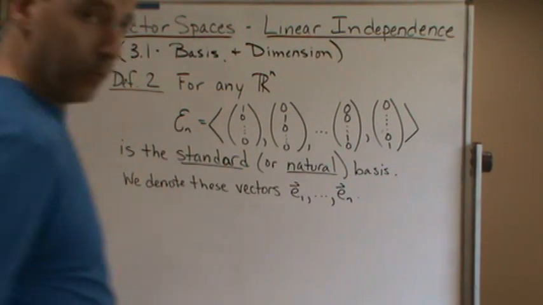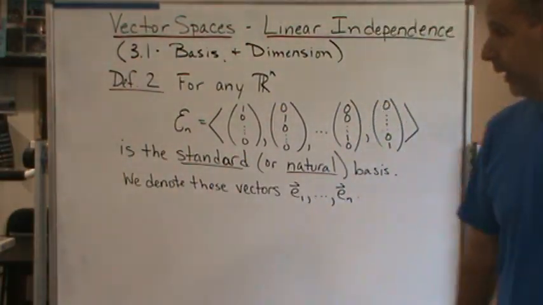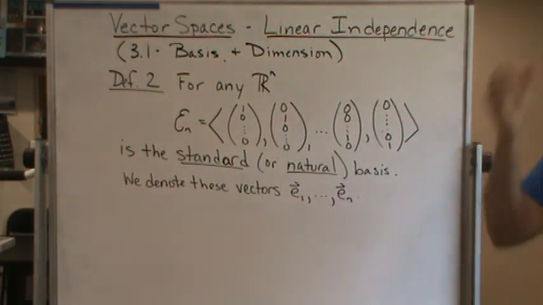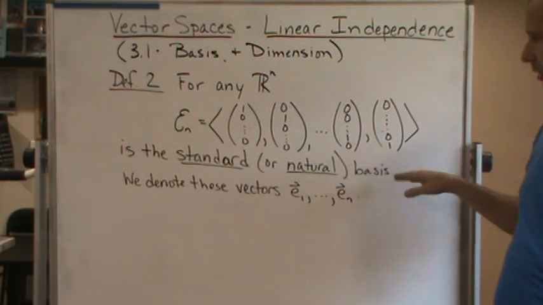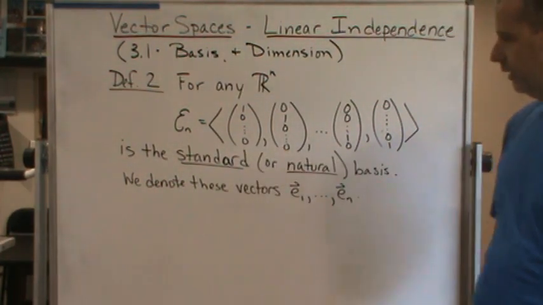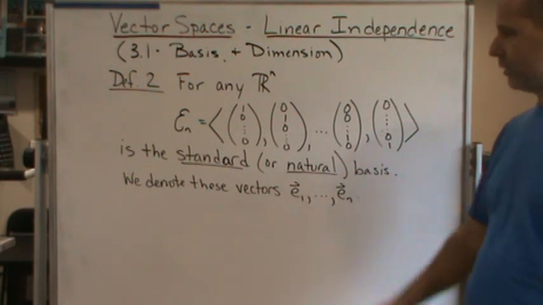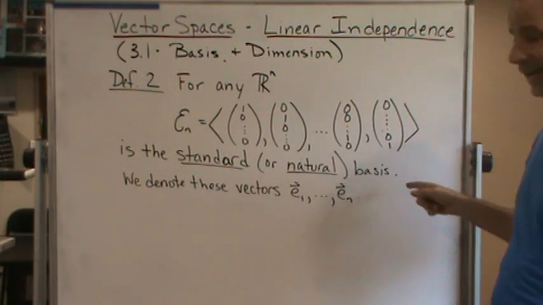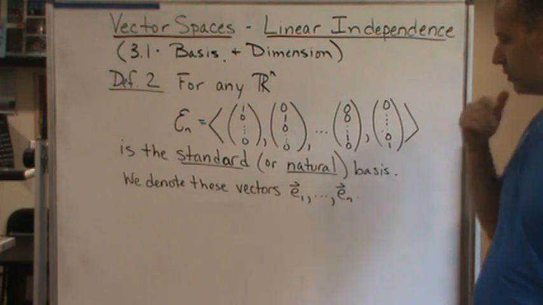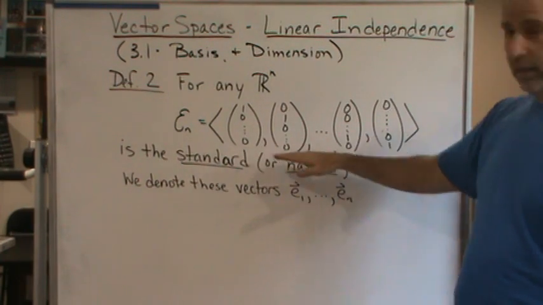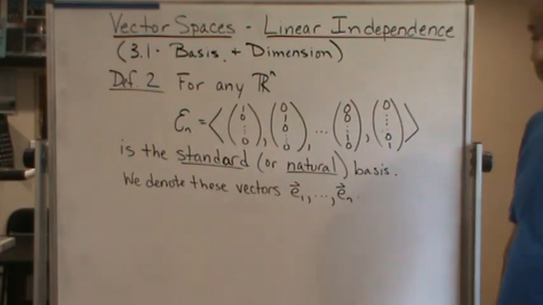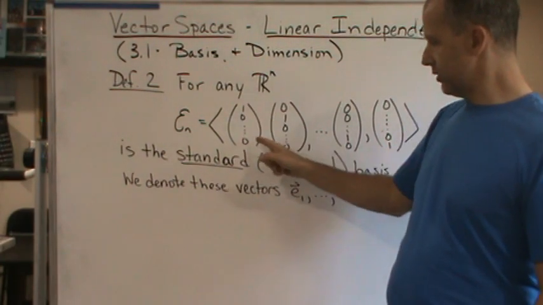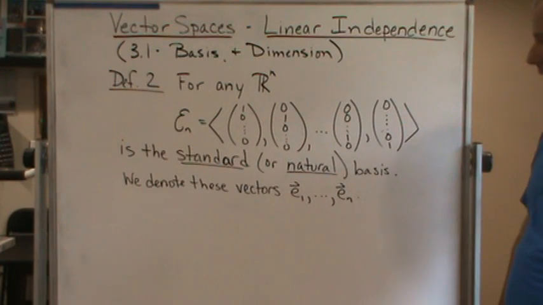All right, so ready for definition 2? So here we go. It says, for any Rn, epsilon sub n is the sequence of vectors that you see here. So notice how it has the one down the diagonals as you go down across. If you think about this as a matrix, but these are all the column vectors, right? So you notice that these are individual vectors.